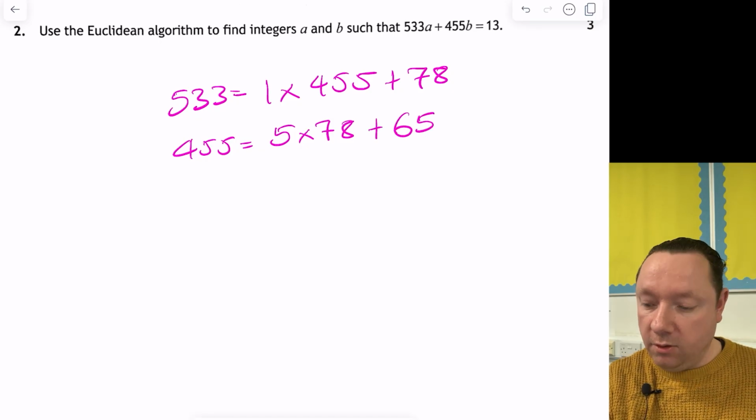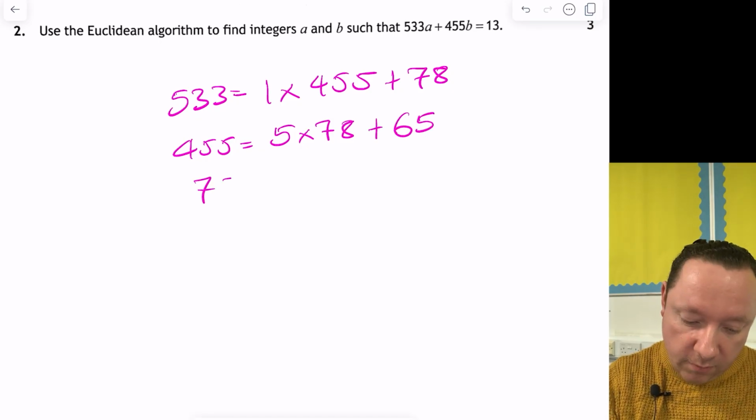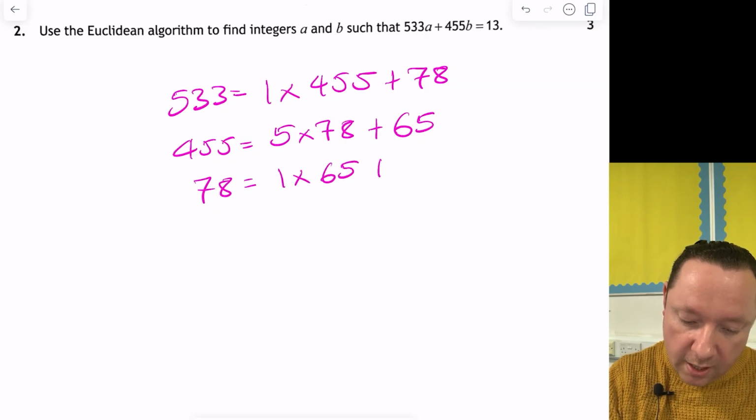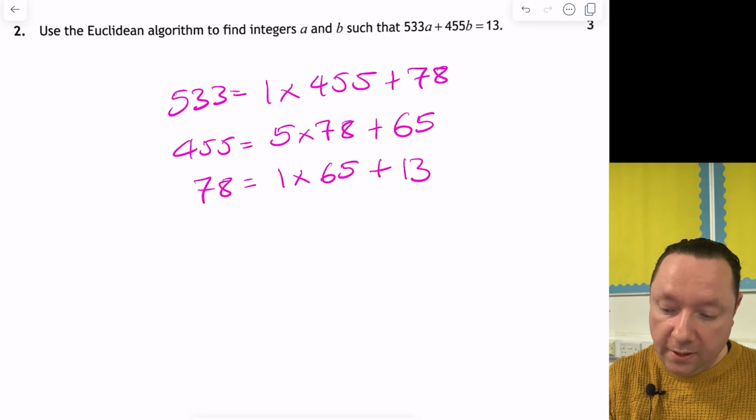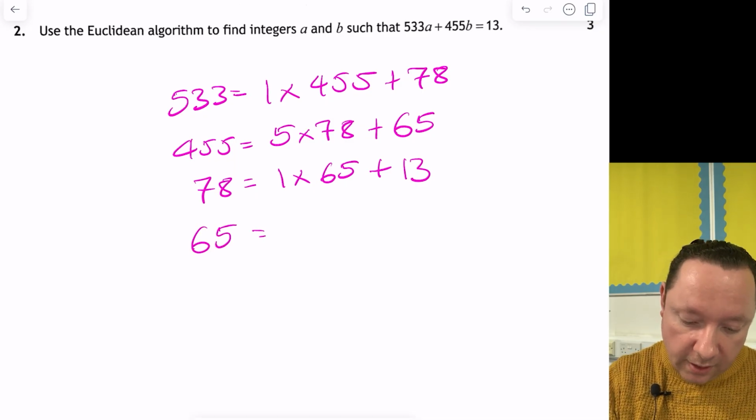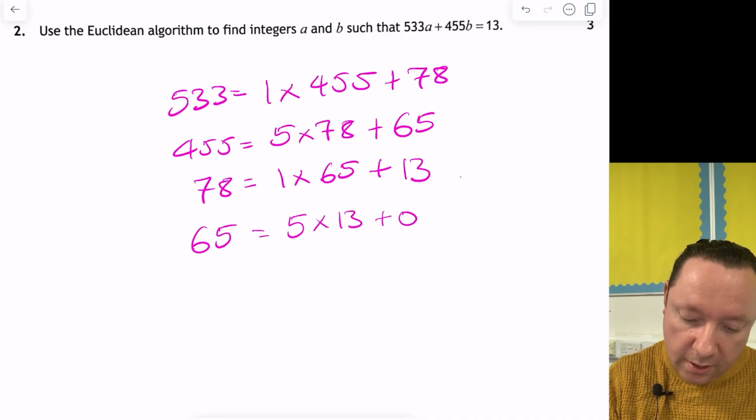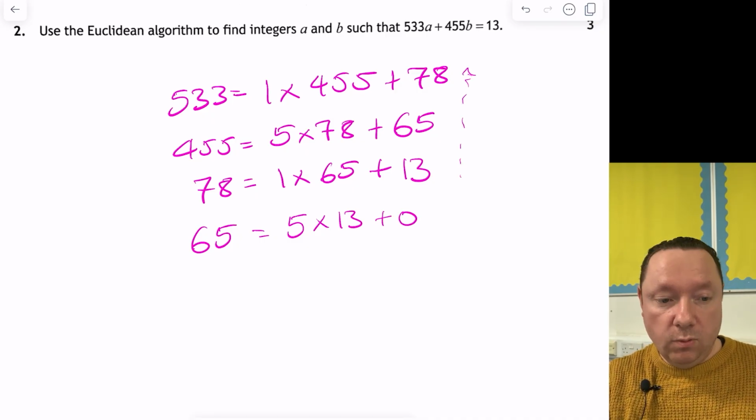Again, you're just using a calculator. So then 78 divided by 65. So that's 1 times 65 obviously, and the remainder when you do that is 13. And then finally, 65 is 5 13s, and you get plus 0. And now we just work backwards from this point, rearranging as we go.